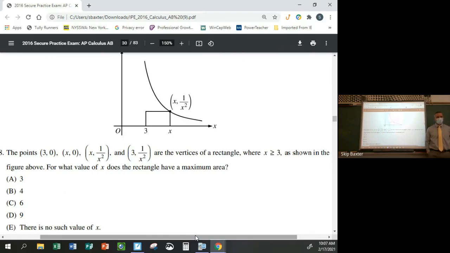When you feel like you have an answer, you can raise your hand. No calculator, this is a non-calculator question.